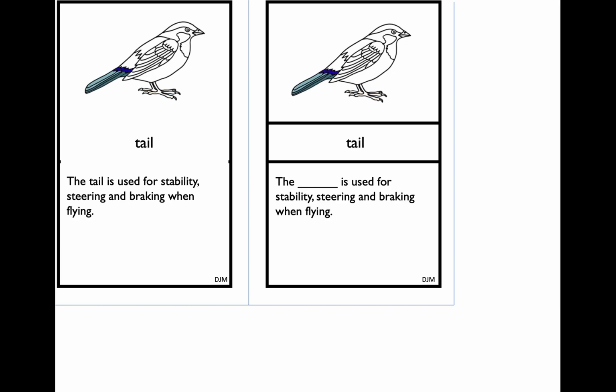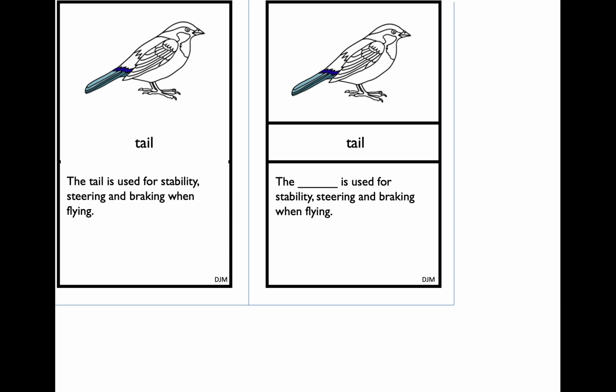The last part of the bird we're going to talk about is the tail. And the tail is used for stability, steering, and braking when flying. And one thing that's really cool about the tail of a bird is that if they are in the air flying, they can twist it, and whatever way they twist it, that changes the direction that they're flying. So those are the parts of the bird that we are going to talk about this week.